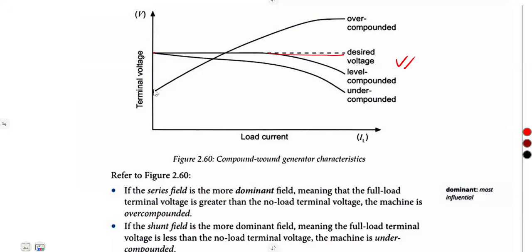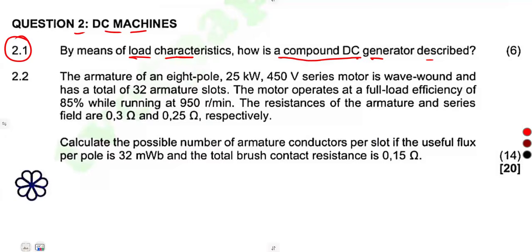So just know the levels that you have from this terminal voltage. On the upper, it's over compounded. Then under compounded is the one that is below, the one that is in the lowest level. Then the level compounded is the one that goes from this desired voltage, gives us the level. So just go through that.